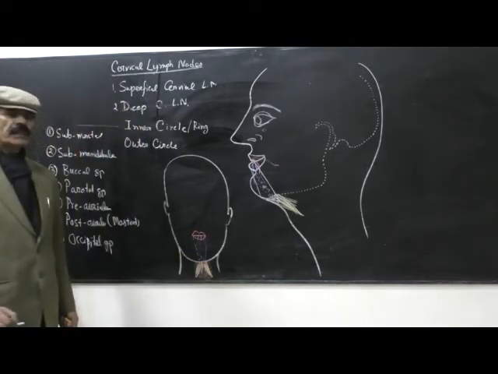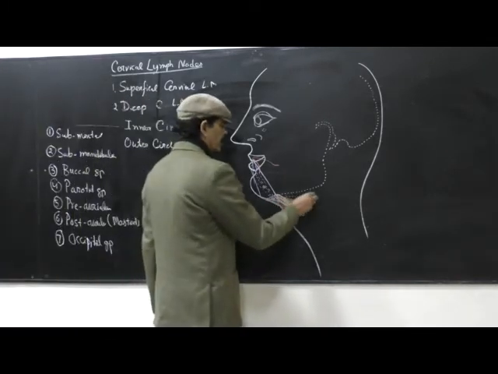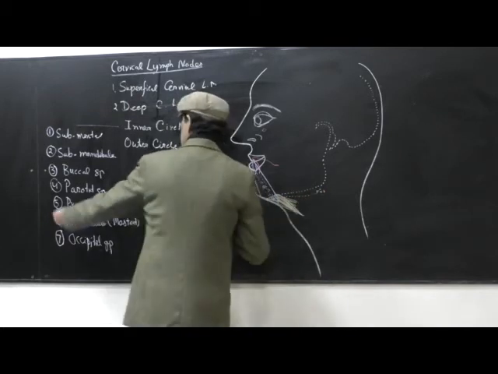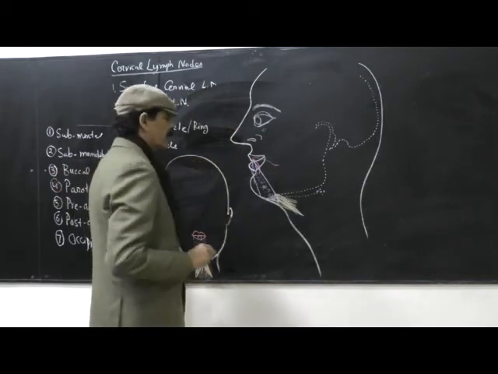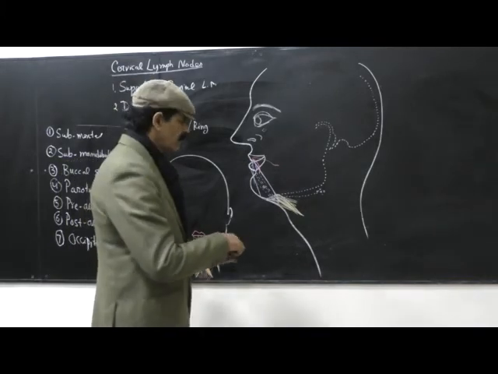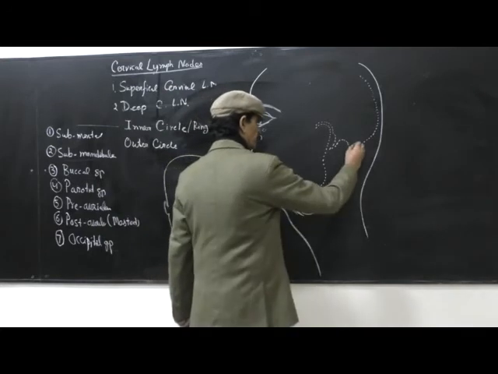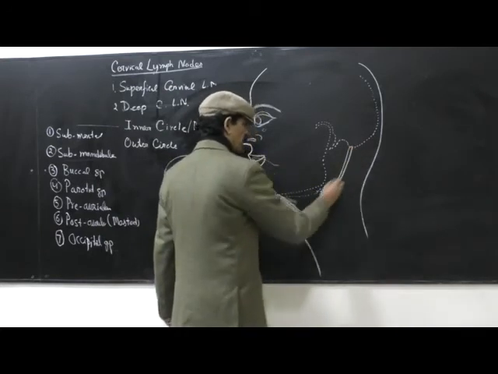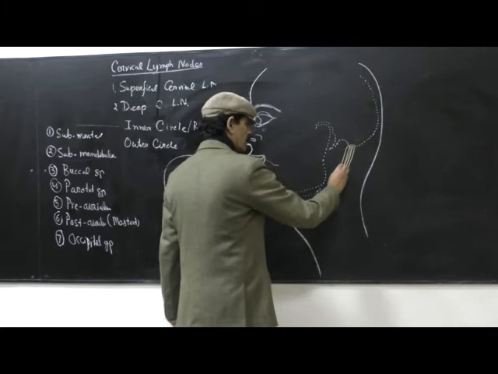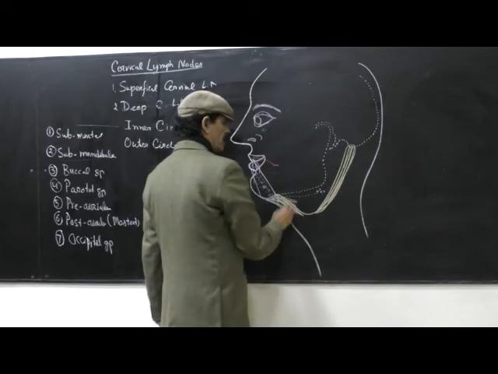Then from here, the efferents from the submental group will go to the submandibular lymph nodes. That is the next group, the submandibular group of the lymph node. The submandibular group of the lymph node lies in the digastric triangle, which is formed by the posterior belly of the digastric muscle and the lower part of the mandible.